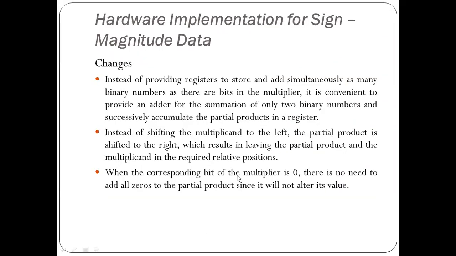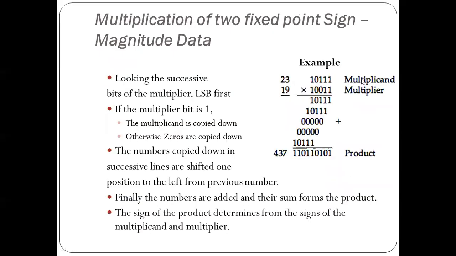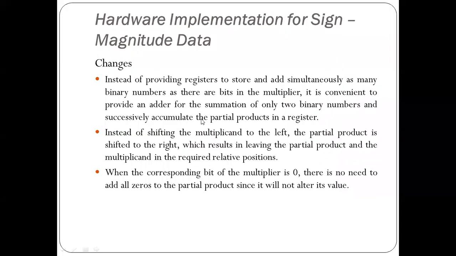Next, when the corresponding bit of the multiplier is 0, there is no need to add zeros to the previously accumulated product, which we call the partial product, since it will not alter its value. If the multiplier bit is 0, you need not perform the addition of all zeros with the previously accumulated product. Just shifting it right by 1 bit is sufficient. So these are the 3 changes that we have implemented in hardware.